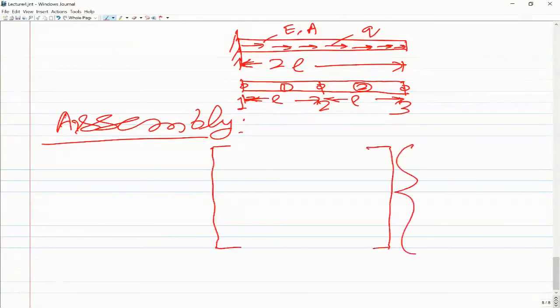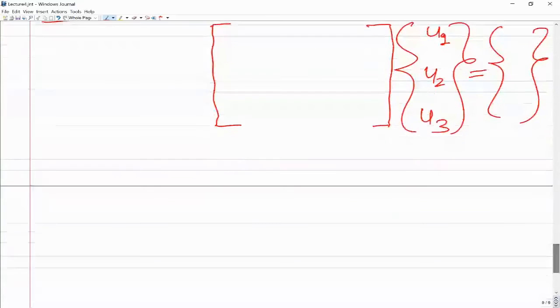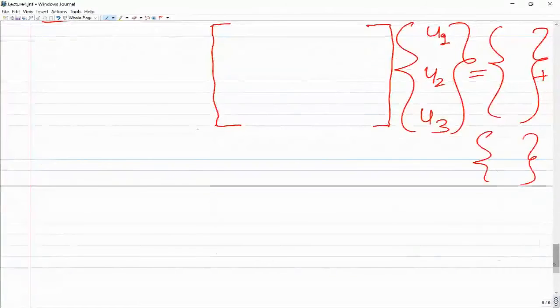This multiplies the displacement vector. As I already said, there are three nodes. At the first node the displacement is u1, at the second node the displacement is u2, and at the third node the displacement is u3. And then you will have load vectors. So you will have the external load vector, plus you will have the internal load vector. So this is what you are going to have.